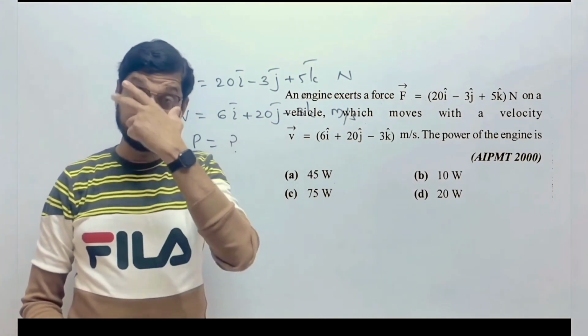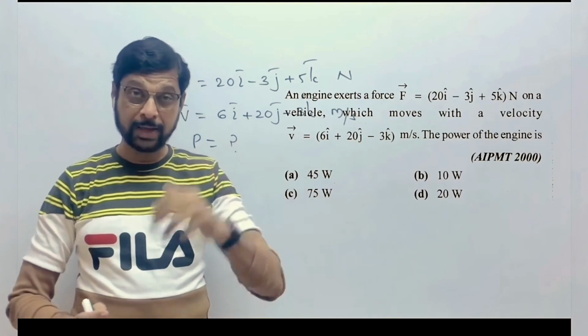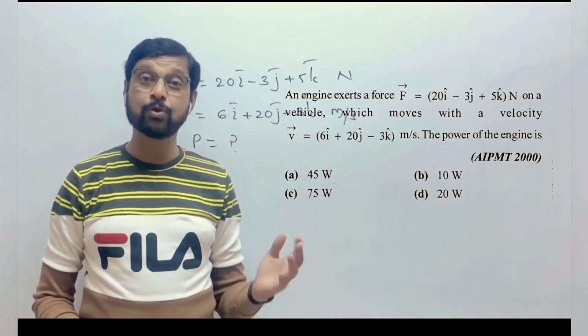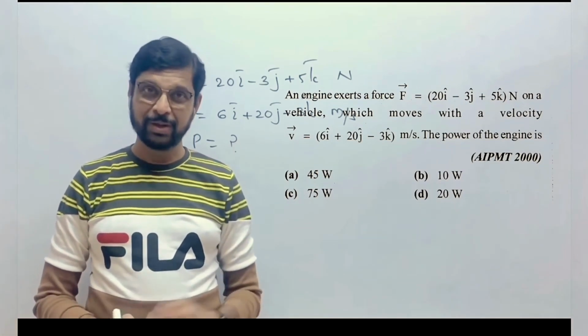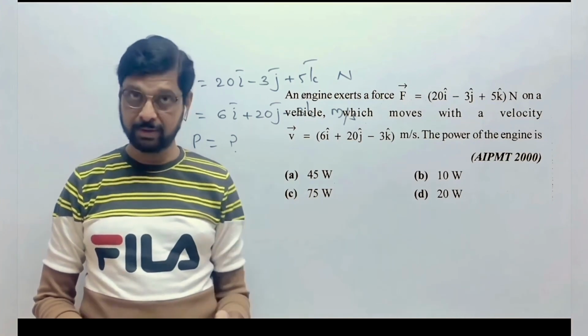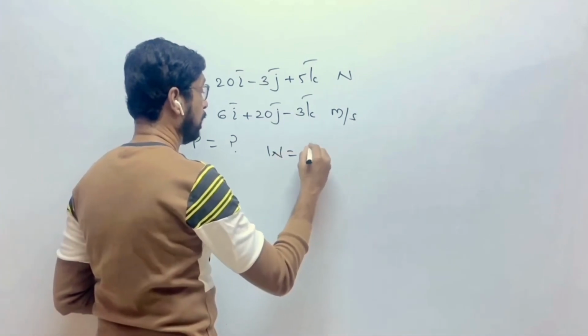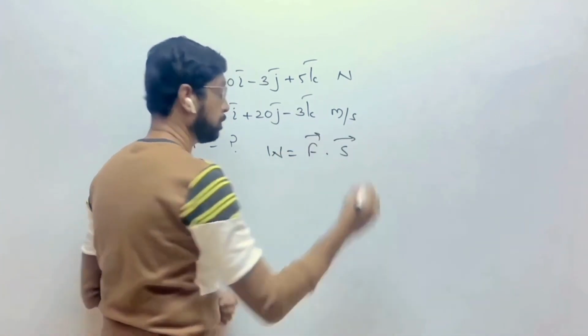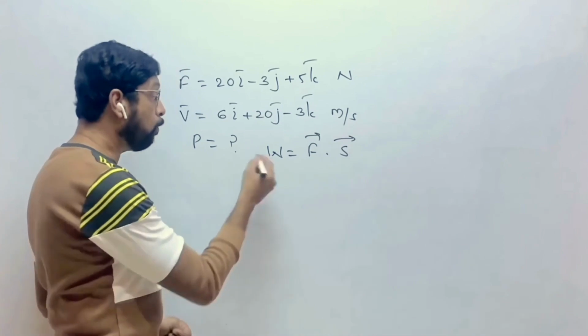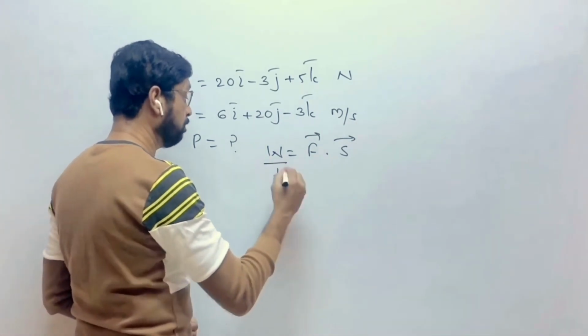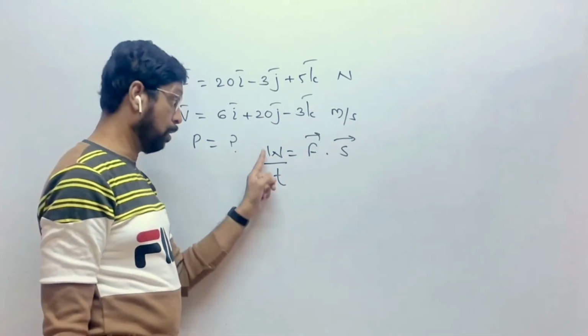You must have studied this at 10th or 9th level. Power is force into velocity, है ना? It is F dot V. Power is F dot V. कैसे? Work done W is F dot S, isn't it? Power मतलब क्या होता है? Work done per unit time. Power is work upon time.